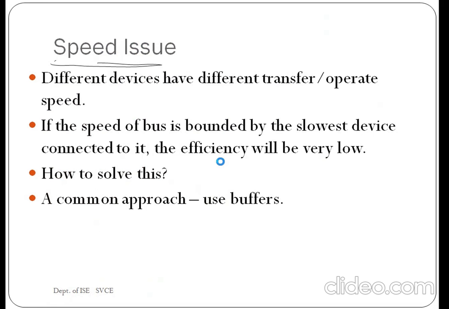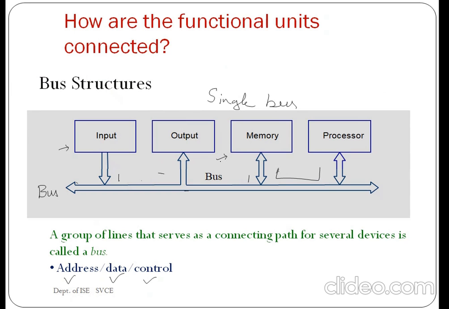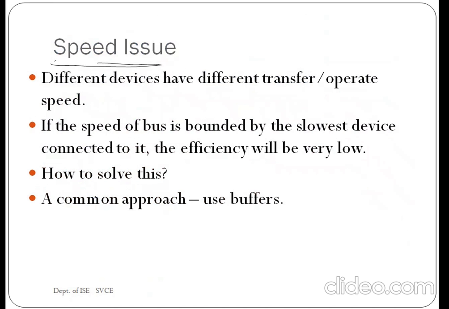In that case, what is the speed of the bus to perform each operation? Always in the bus, the operation takes place based on the clock information. So to what time should the clock be set? The clock speed is bounded by the slowest device, whichever is the slowest device connected to the bus among those functional units. Based on that speed, the clock information is set.